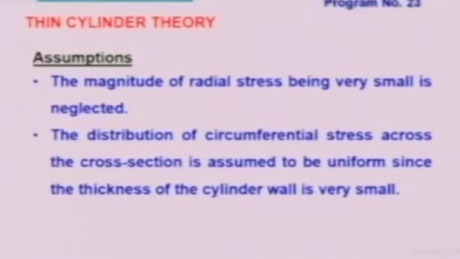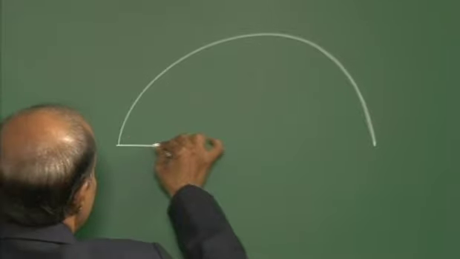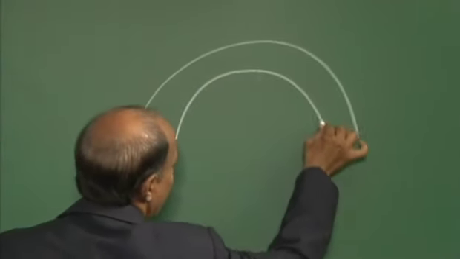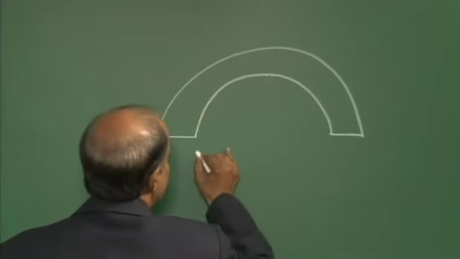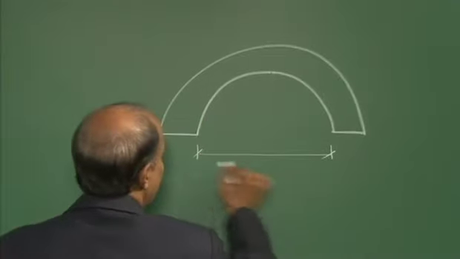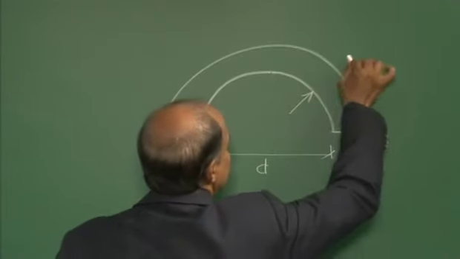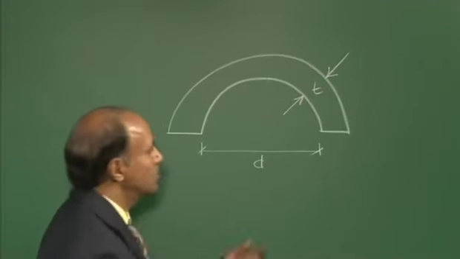So, it does not mean that radial stress is not present; it is present, but it is not significant when compared to the circumferential stress or the longitudinal stress, and that makes us ignore it. Now, coming to the next important assumption, the distribution of the circumferential stress. If I go to the blackboard and draw the cylinder, it has some diameter d and some thickness t.